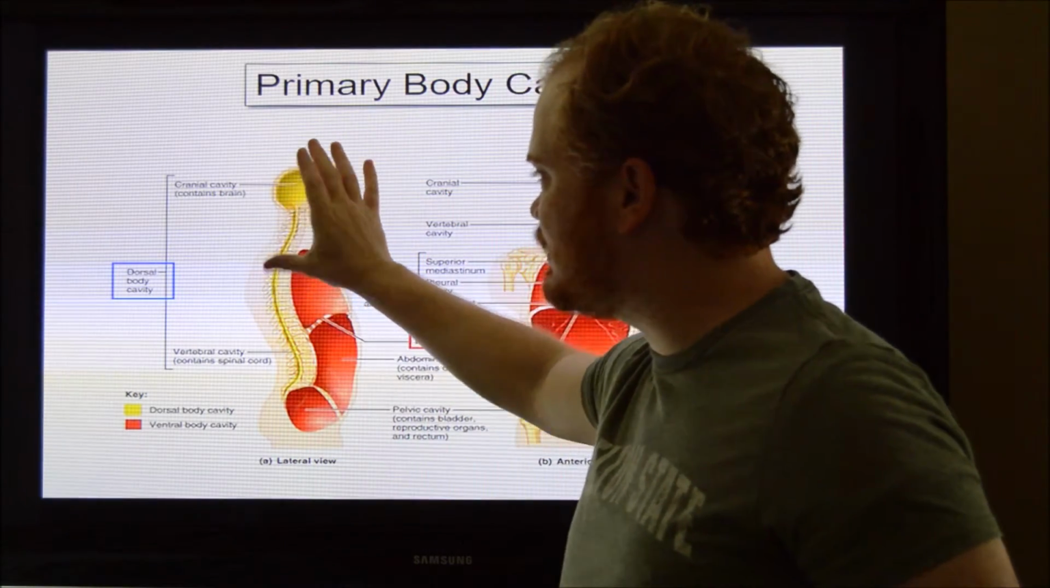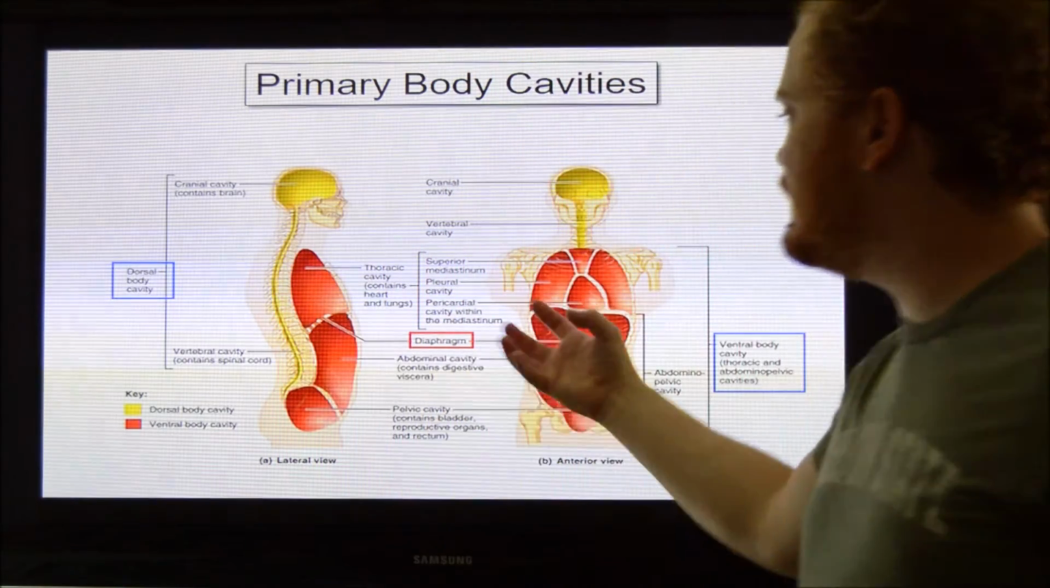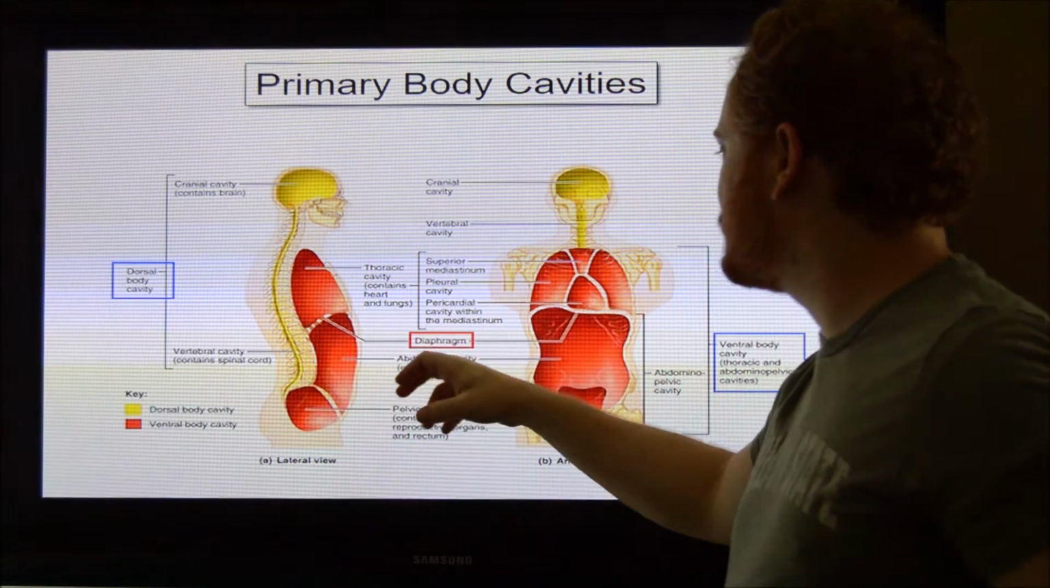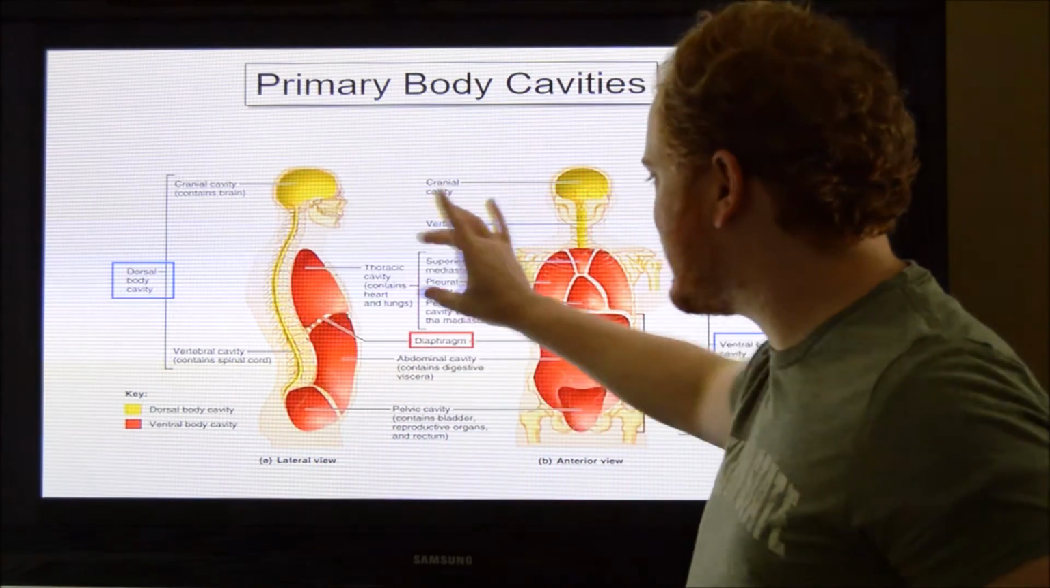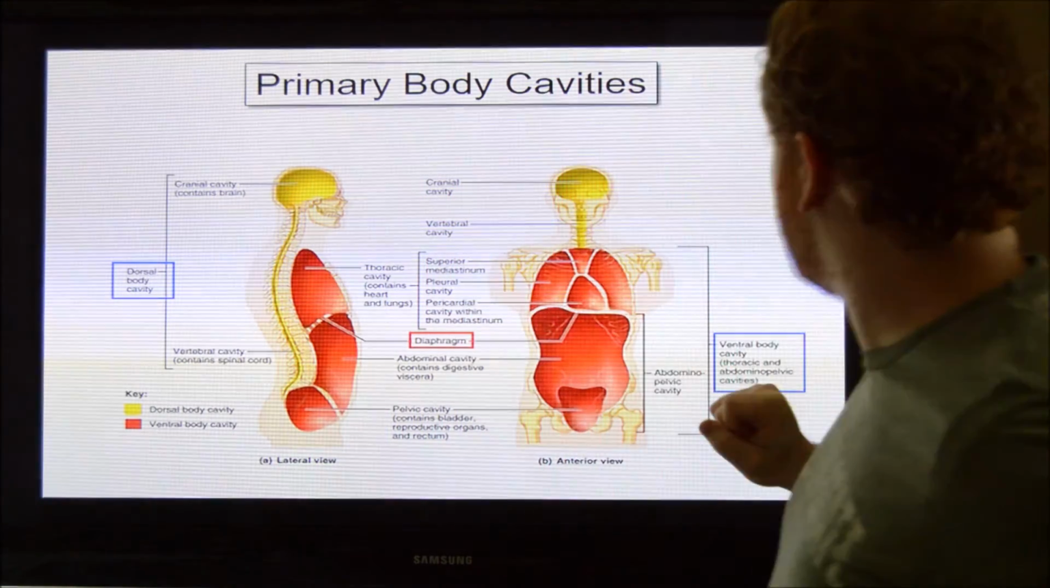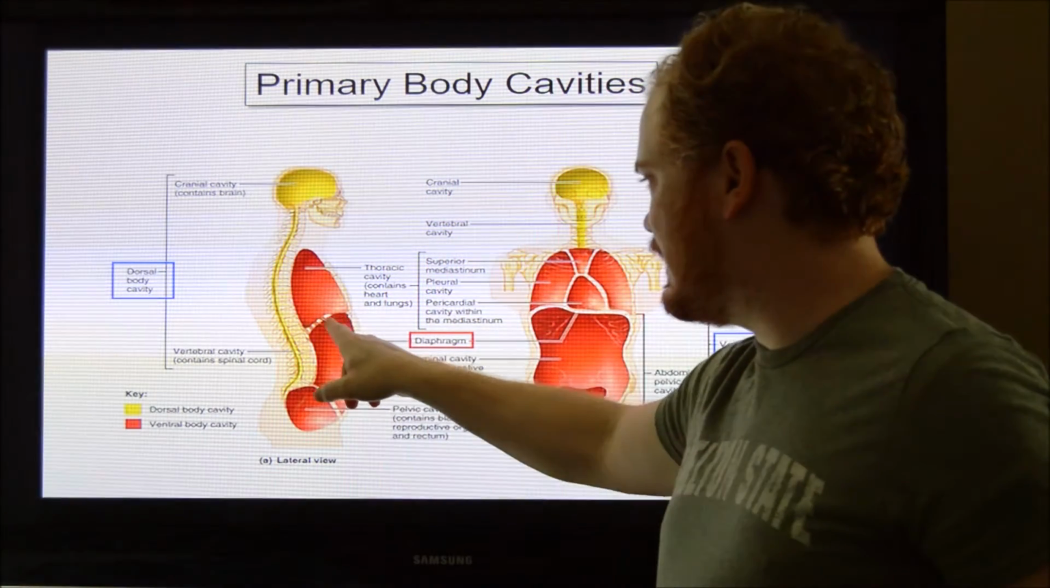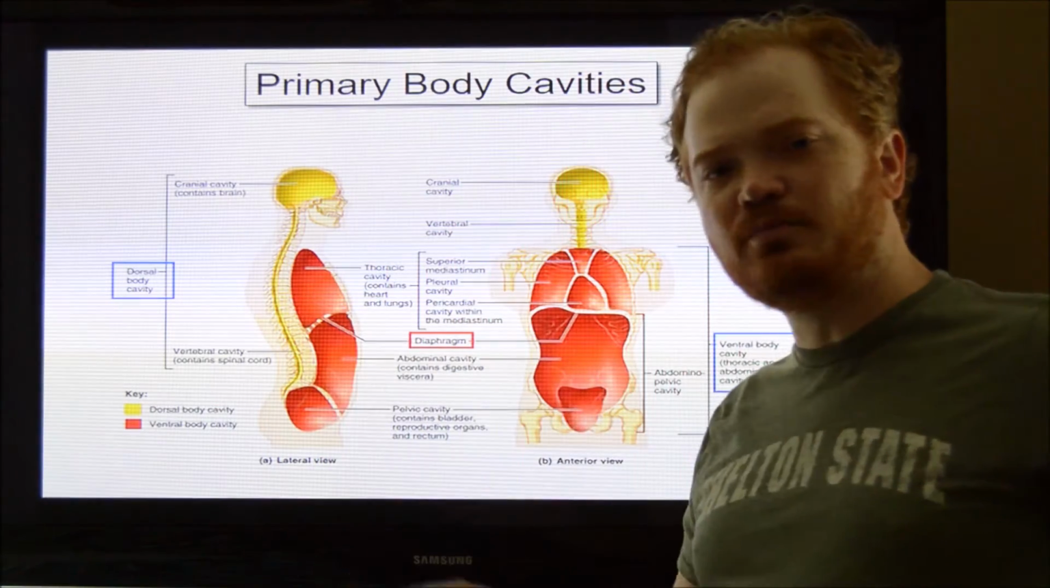This is going to house the brain and spinal cord. And then a ventral cavity. This ventral cavity houses a thoracic cavity up top. All of this would be considered thoracic. A diaphragm here, which is smooth muscle.